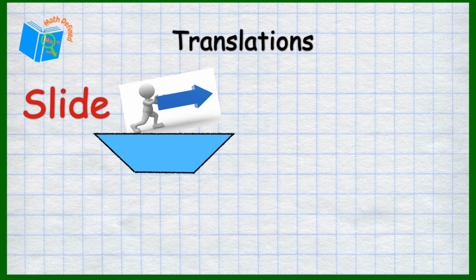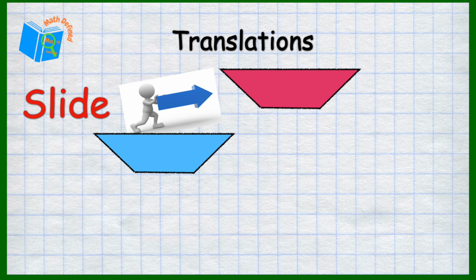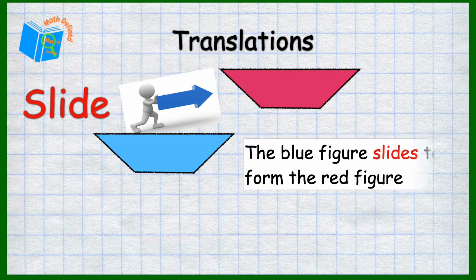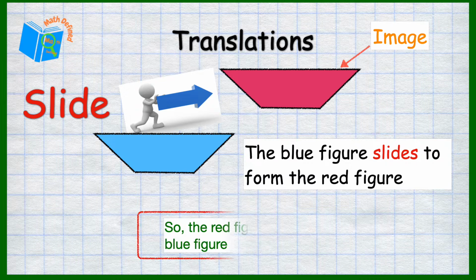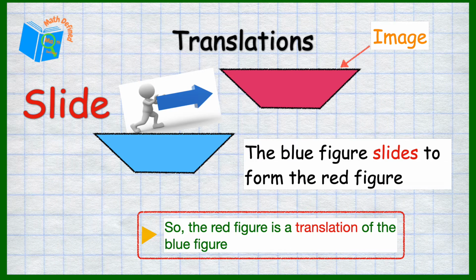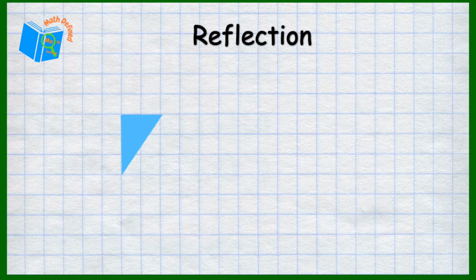For example, if you translate or slide this blue trapezoid 3 units up and 6 units to the right, the new red trapezoid will be 3 units up and 6 units to the right of the original blue trapezoid. In this rigid movement transformation, the blue figure slides to form the red one. The translated shape is called the image, and so the red trapezoid is a translation of the blue one.